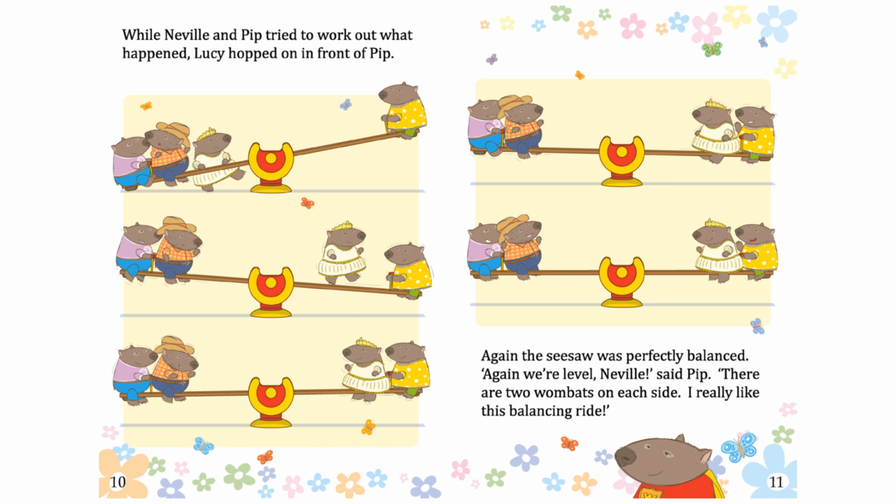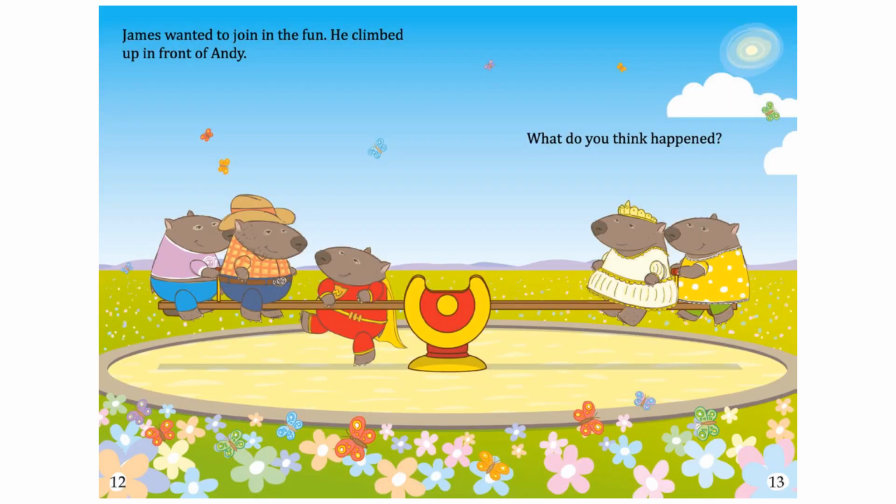There are 2 wombats on each side." James wanted to join in the fun. He climbed up in front of Andy. I wonder what's going to happen. What do you think happened when James climbed on in front of Andy?